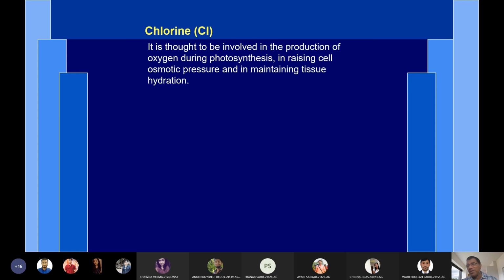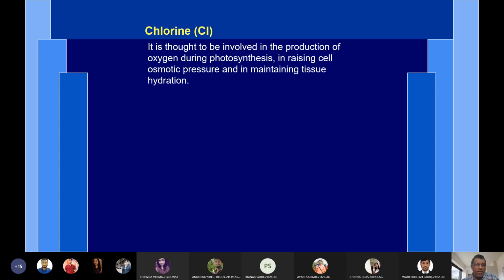Now chlorine. So far as chlorine is concerned, it is generally not deficient in soil. Most of the soils across the globe, I think, have sufficient levels of chloride, because in most situations farmers use potassium chloride fertilizer. This potassium chloride fertilizer contains sufficient quantity of chloride. Under certain cases, this chloride can be harmful to certain crops. So chlorine is not very important so far as deficiency is concerned.